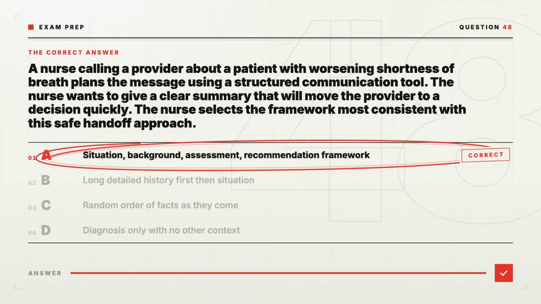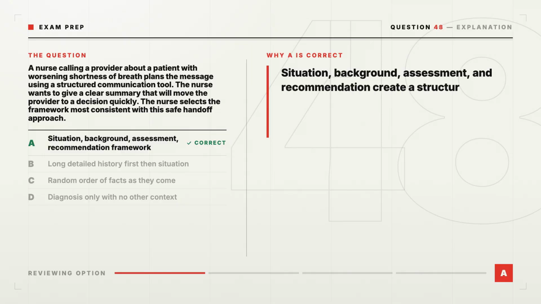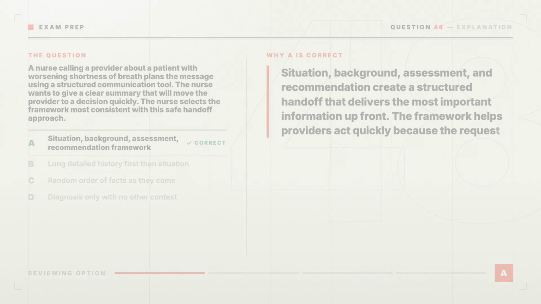The correct answer is A. Situation, background, assessment, recommendation framework. A is correct because situation, background, assessment, and recommendation create a structured handoff that delivers the most important information upfront. The framework helps providers act quickly because the request and reasoning are clearly stated.